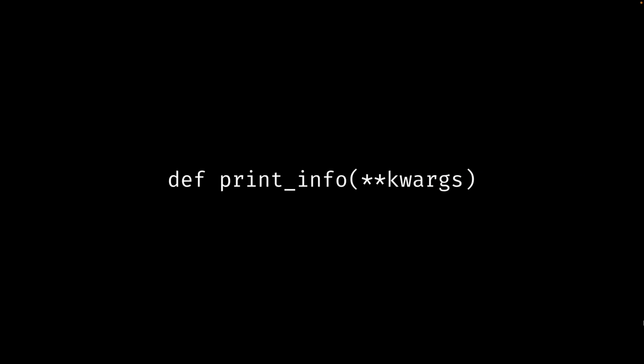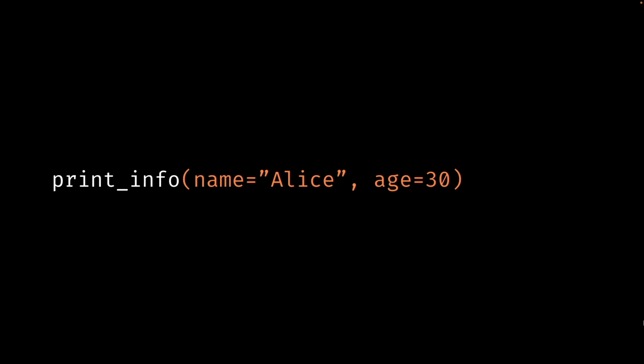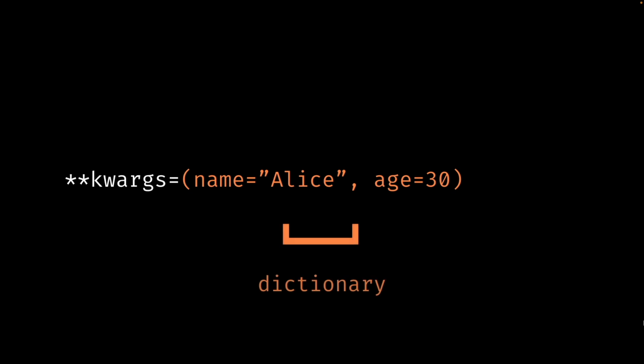Imagine we have a function called printinfo, which takes in kwargs as a parameter. We can call printinfo with any number of keyword arguments. In this example, we call it with name equal to Alice and age equal to 30. These arguments are then available to the function as a dictionary. In this case, the dictionary will have a key name with value Alice and a key age with a value 30.